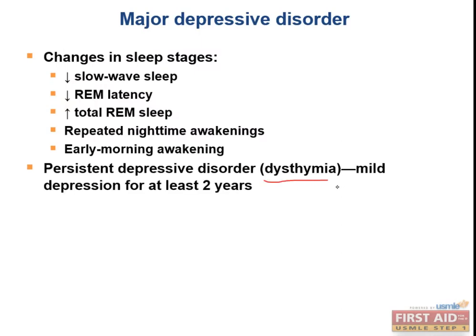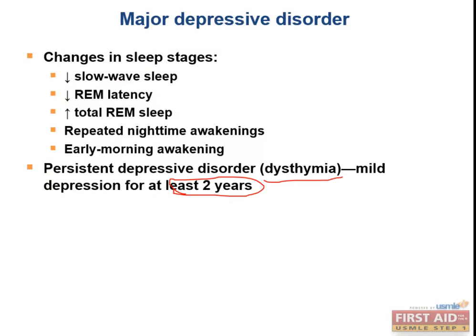A related disorder, which is referred to as dysthymia, which is also known as persistent depressive disorder, is where patients suffer from a mild form of depression in which symptoms do not meet the criteria of major depression but last for at least 2 years.